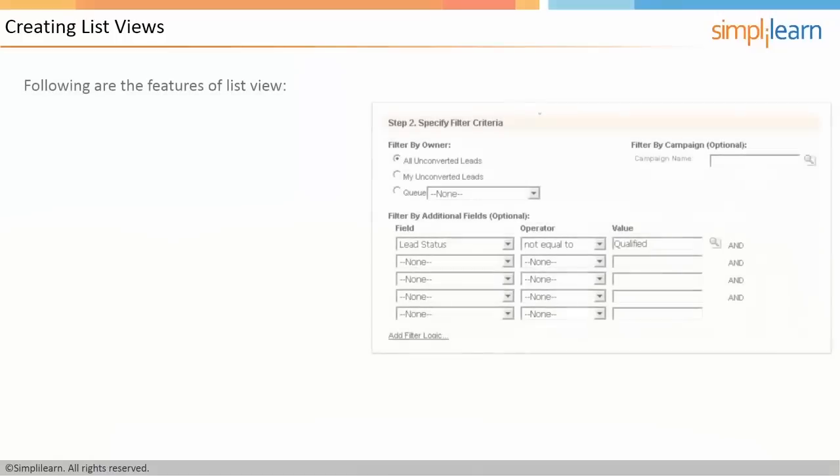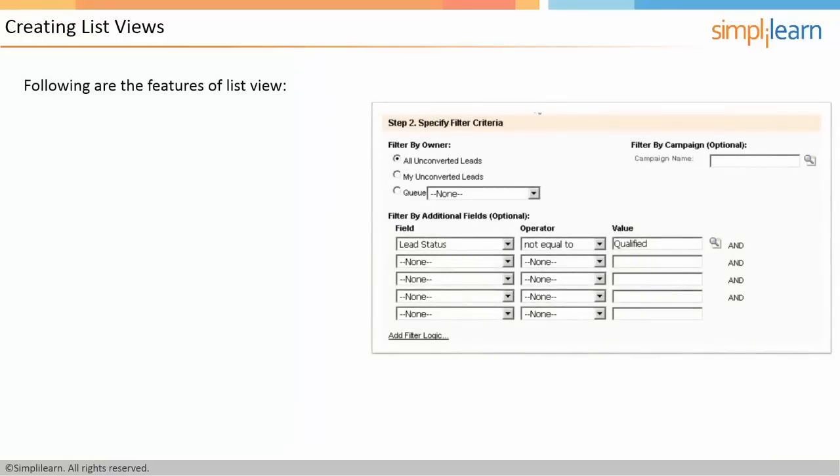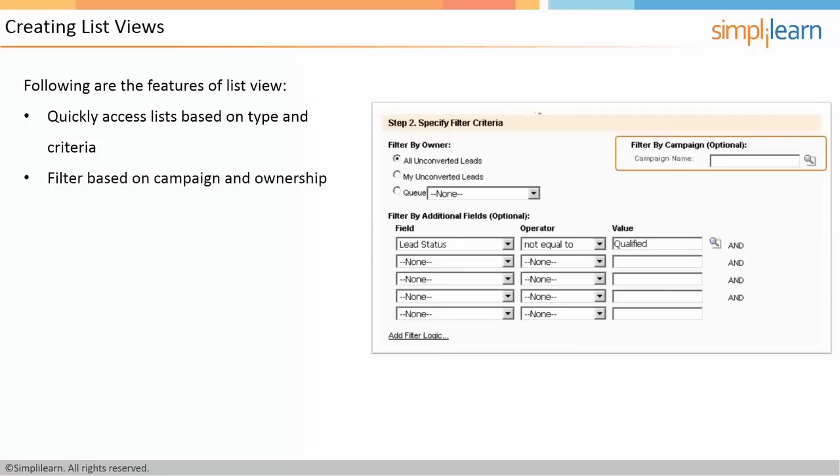And to do that, we're going to jump back to the presentation. So in Salesforce, we have a feature called list views. So here are some of the aspects of the list views in Salesforce. You can quickly access lists based on type and criteria. You can filter based on campaign and ownership.